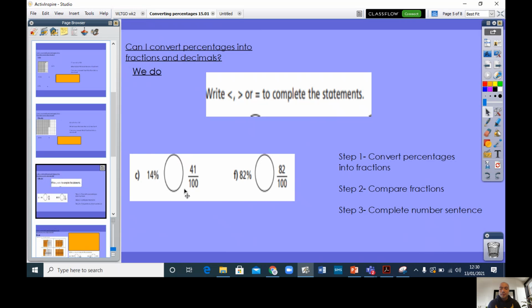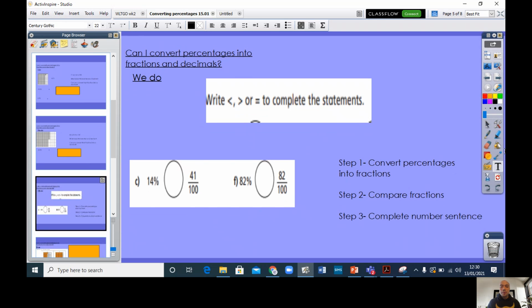Let's look at C. It says compare 14% and 41 over 100. Now we know how to convert a percentage into a fraction, so let's do that first. Let's convert the percentage into a fraction, because we know how to do that, and we can then compare after. So 14% into a fraction. Well, because it's percent, it's out of 100. So we've got 14 out of 100.